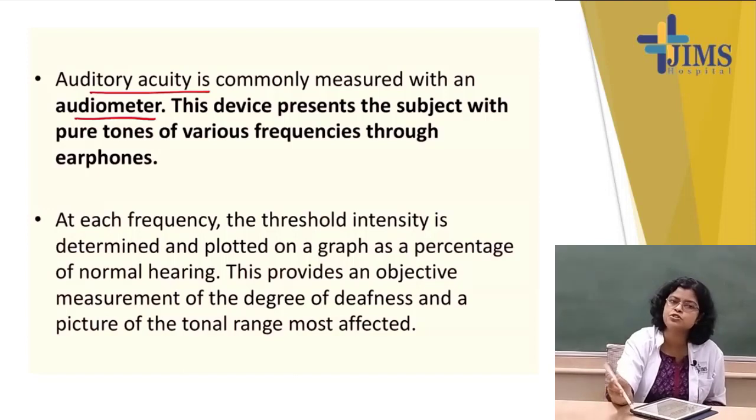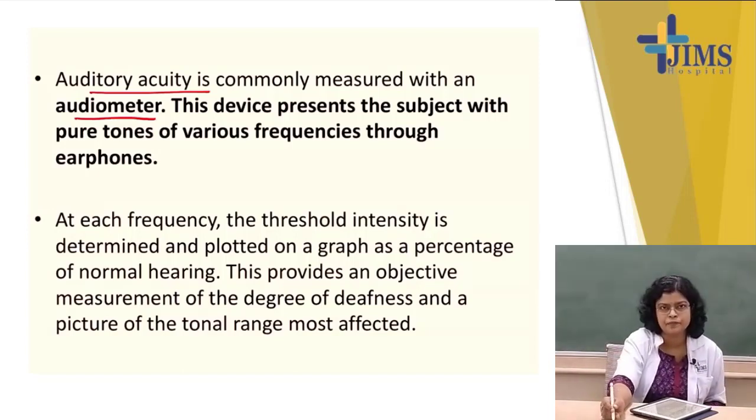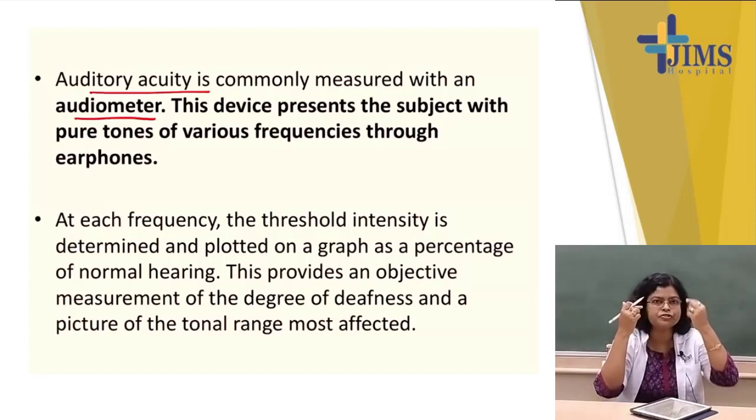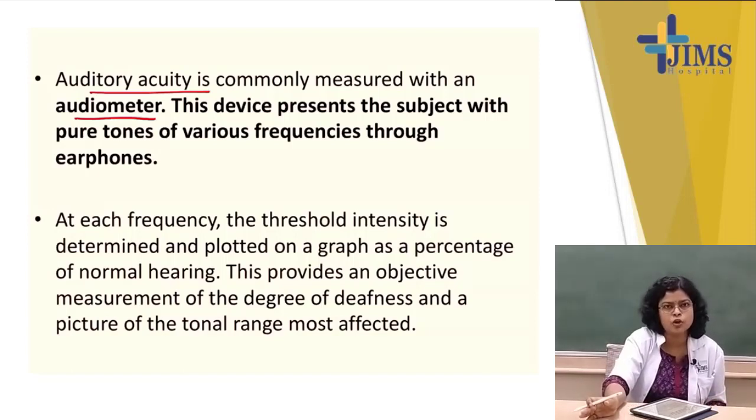In Weber's test, what you do, you take the vibrating tuning fork and put it over the patient's forehead, and you ask whether you are hearing the vibration centrally or more towards one ear. Okay. If the subject is normal, then he or she will tell that I am hearing it centrally, or it is equally distributed, or it is present centrally. Okay. That is, Weber's test is normal.